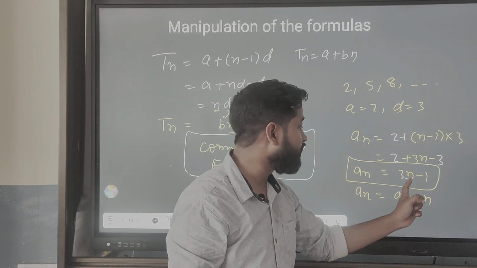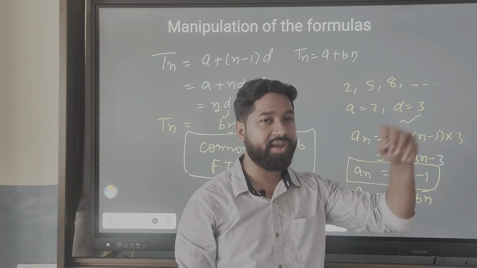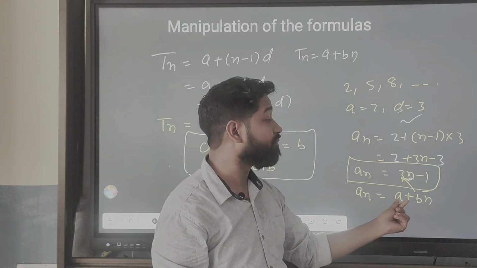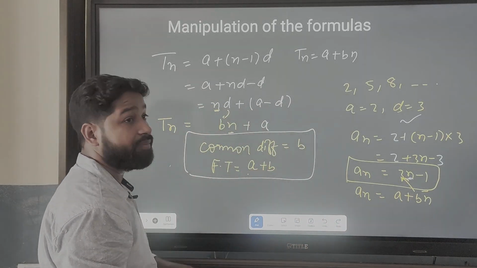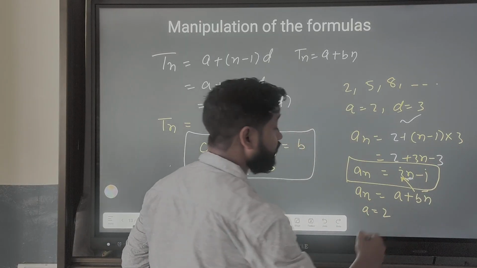Just compare. The common difference is the coefficient of n, that is 3. Are we getting the common difference, 3? Yes, right? And the first term will be the sum of a and b. Do one thing, 3 minus 1, the first term will be equal to 2.